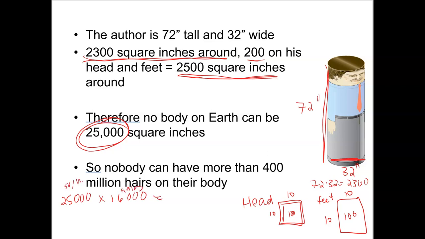If we multiply those two numbers, we get 400 million. So what we're saying is there is no person on this planet who would have more than 400 million hairs, because there's no person that has a body that is 25,000 square inches. That's massive. And no one's going to have 16,000 hairs on their body. So 400 million is the most amount of hairs. Nobody would have more than 400 million hairs.